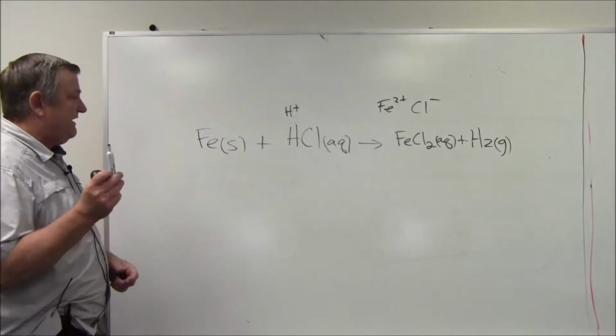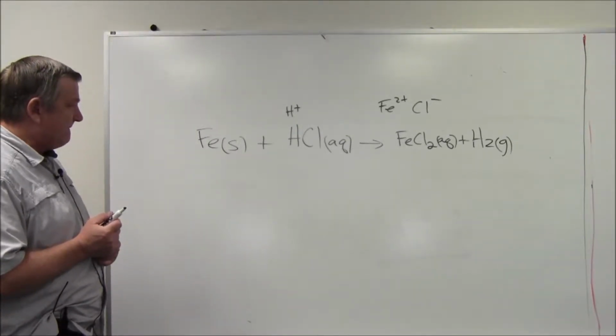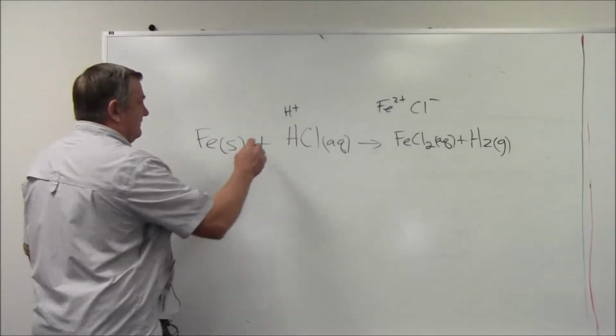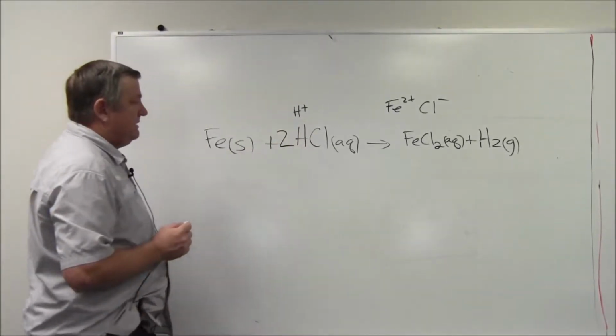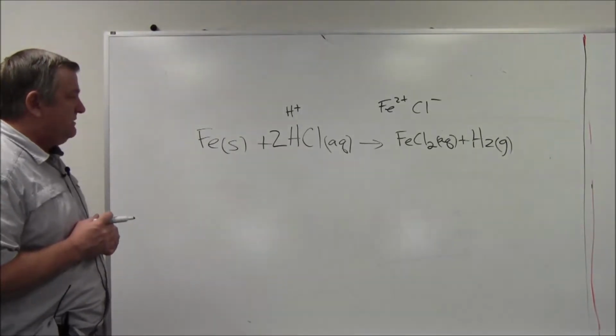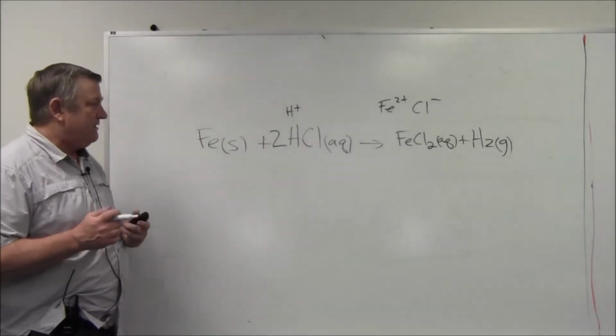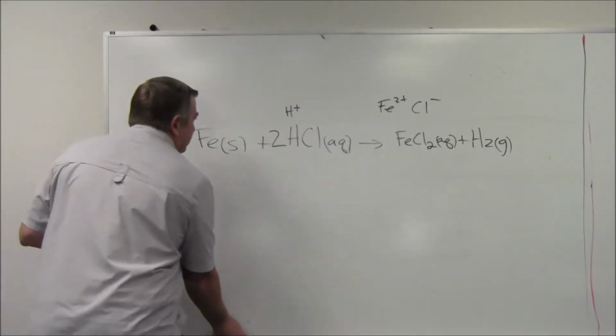Okay, and now we have to balance. But I think it's balanced though. Nope. We have to put a 2 here, and now it's balanced. 1 iron, 2 chlorides, 2 chlorides, 2 hydrogens, 2 hydrogens. So we have to put that 2 there. And now we've learned an important concept.